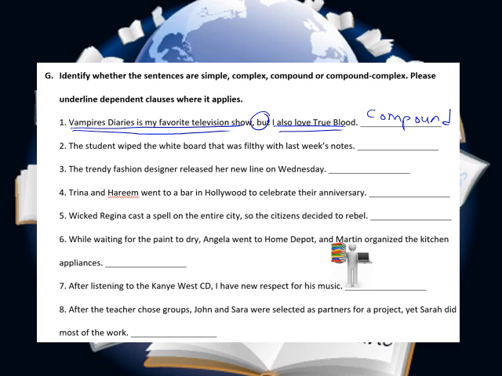The student wiped the whiteboard that was filled with last week's notes. Independent. That was filled with last week's notes, dependent. It's complex. Very good. It's complex. Excellent. Number 3.